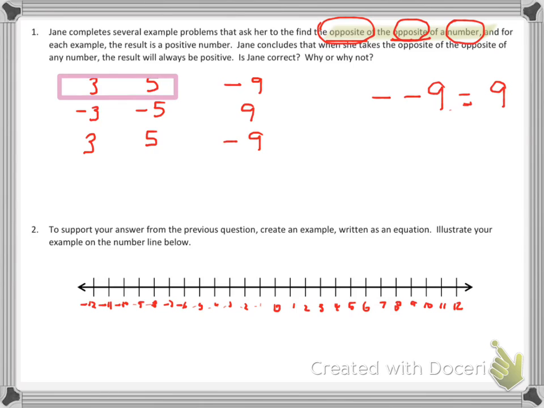Okay? To support your answer from the previous question, create an example written as an equation and illustrate your example on the number line. Well, we kind of did that here, and we would say that if we start with 9, the opposite of 9 is negative 9. And then the opposite of that would go back to 9. So the opposite of the opposite goes right back to where we started from, which was the original number 9.